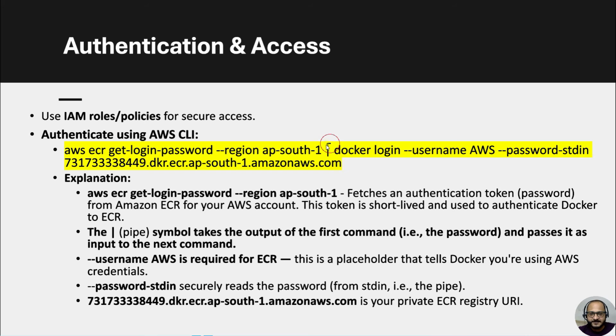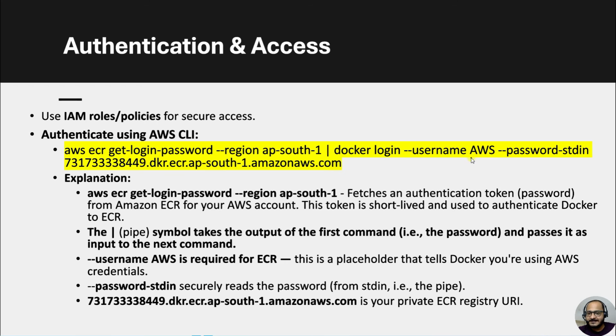And then you will use this pipe symbol. This is generally used so that whatever output we get from the first command, with the help of pipe we can insert that output as an input for the next command. So this particular command basically will be used to access our ECR registry.